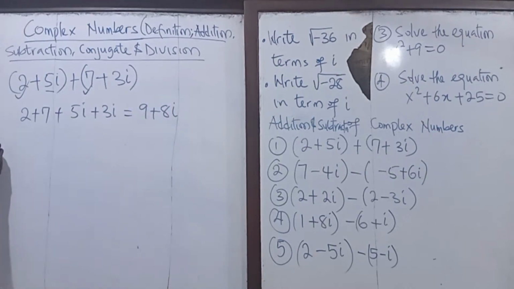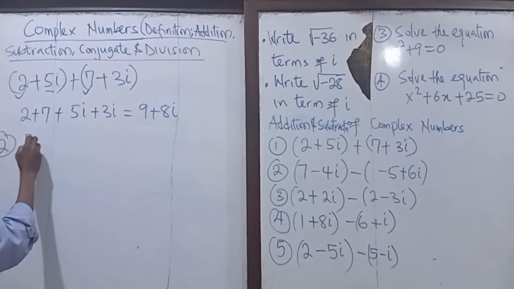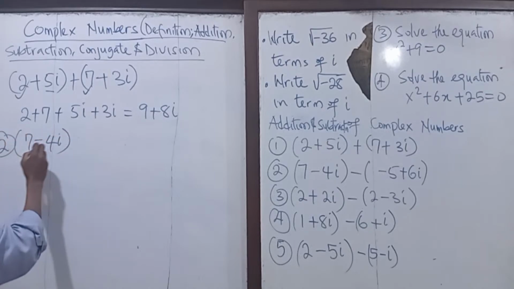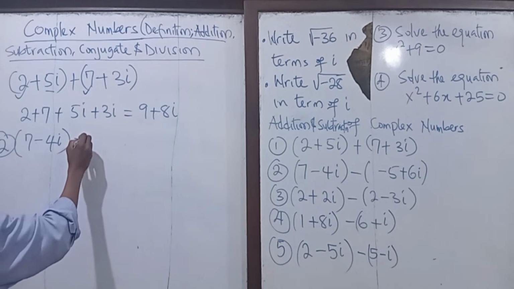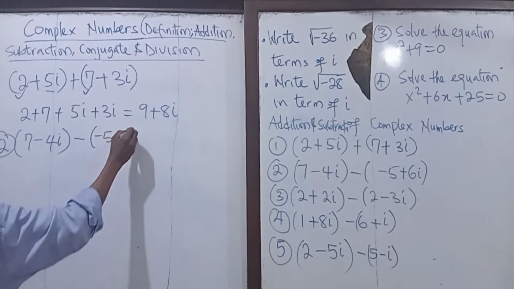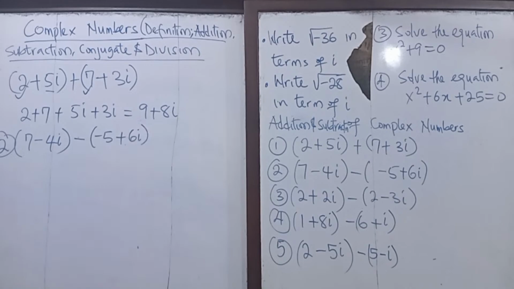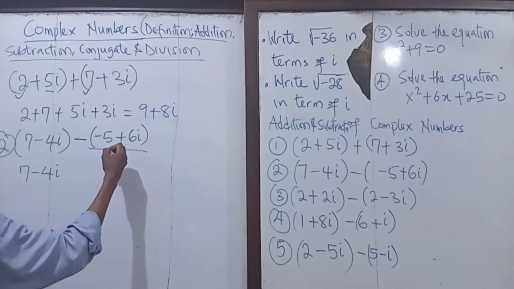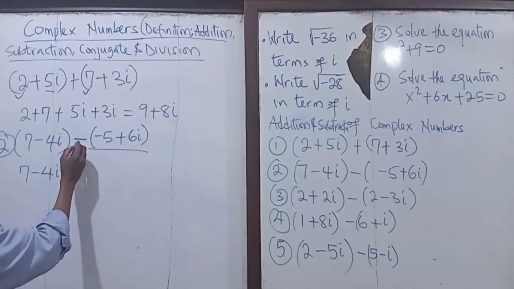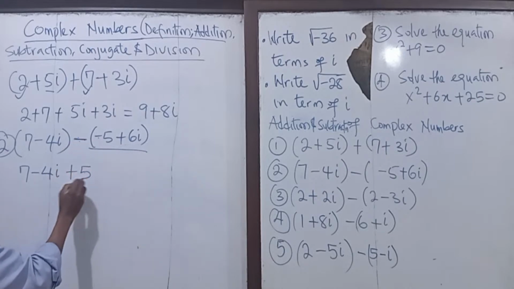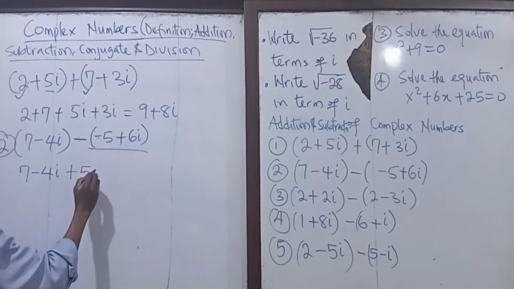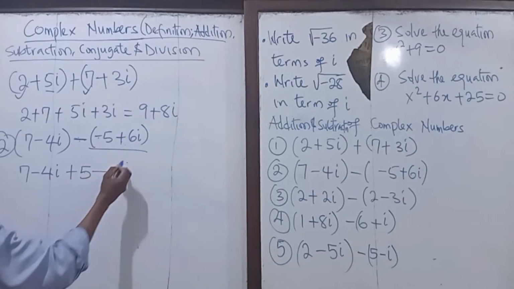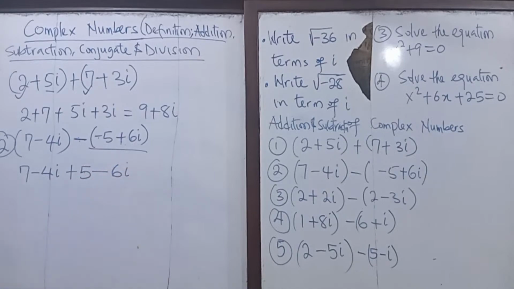The second one, we have 7 minus 4i minus 5 plus 6i. Okay, so what we do in this case is to open the brackets. This minus is going to alter the sign inside the brackets. Minus times minus, that's a plus 5. Minus times a plus, that's a minus 6i. Okay, then we can now bring the what?